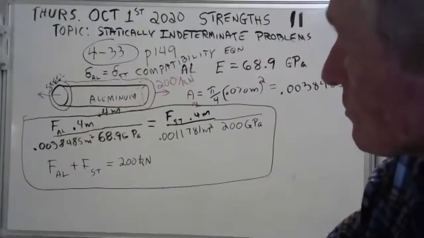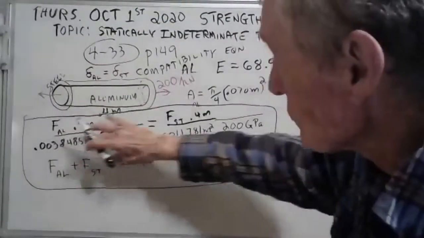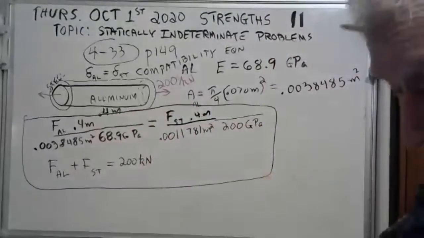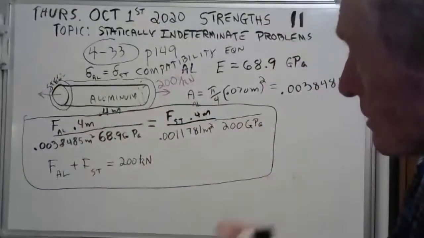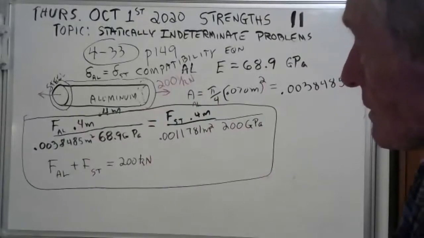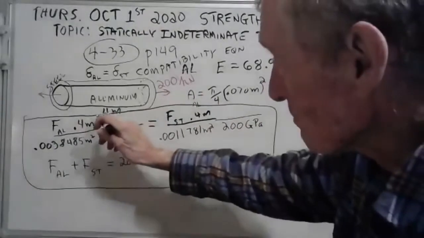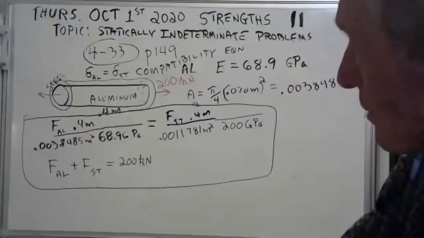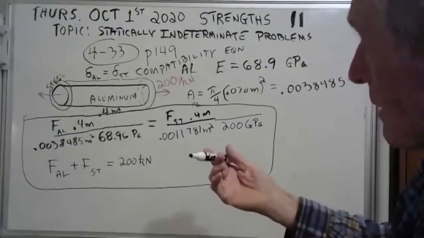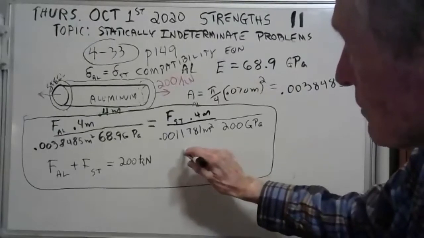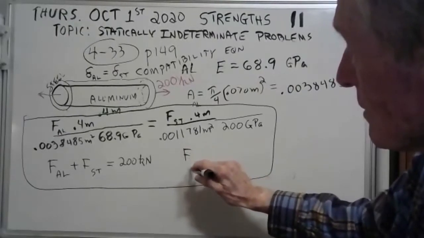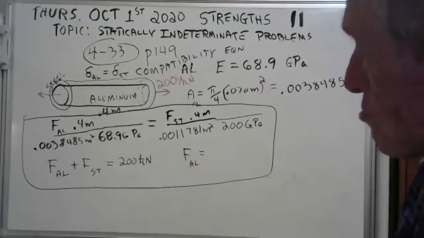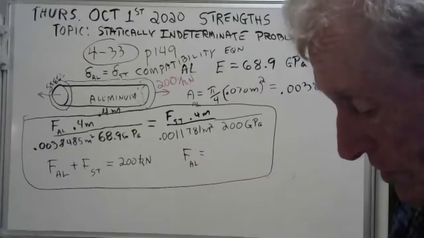What I'm going to do is some algebra on this equation here, and see if you can agree with me. First of all, I don't need that 0.4. I can get rid of that. It's in both of them. I'm going to do a little algebra on that. And here's what I'm going to do now. I'm going to say the force of the aluminum is equal to, let me put these numbers in just a minute.